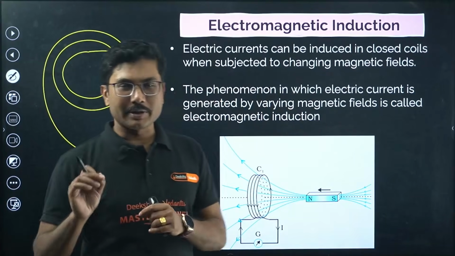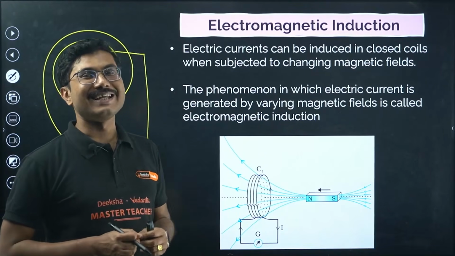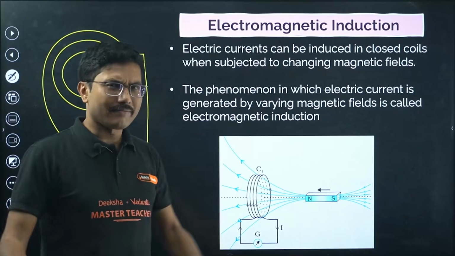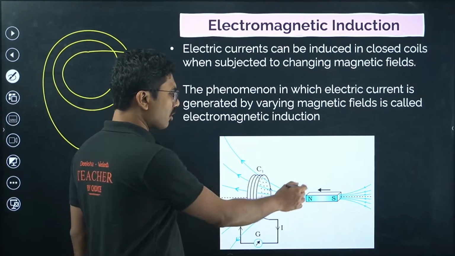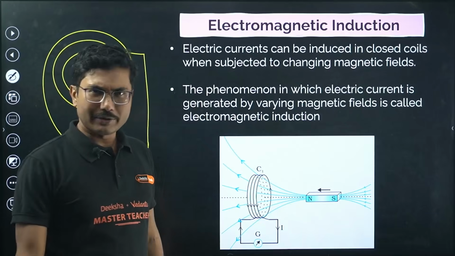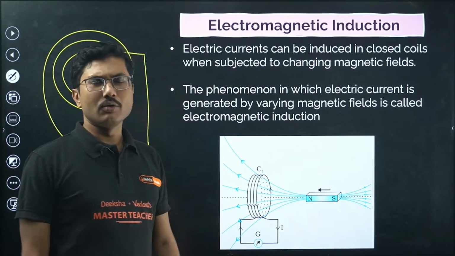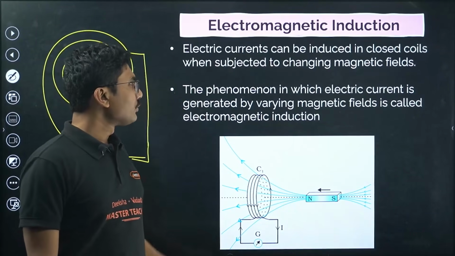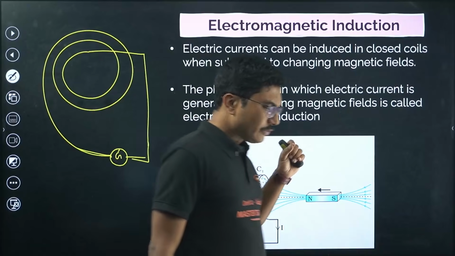So the magnet is not important. What is important is the changing magnetic field. A magnet has magnetic field lines. From the north pole they go out and come back towards the south pole, as you all know, and inside the magnet they go from south to north. So basically what does it mean?